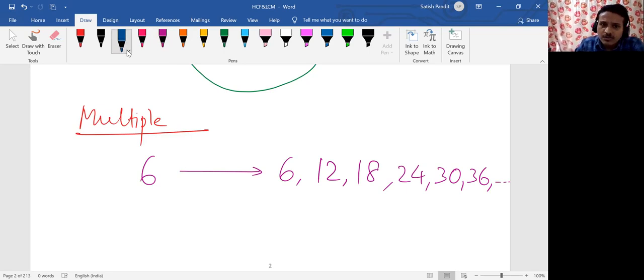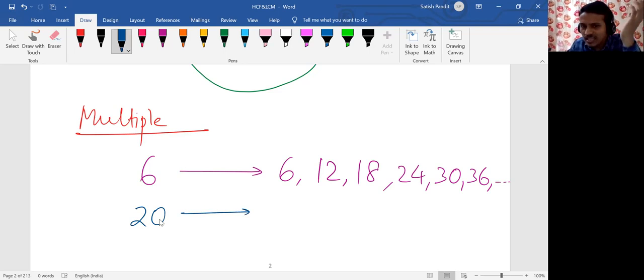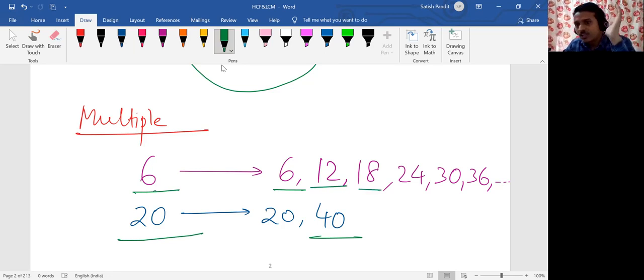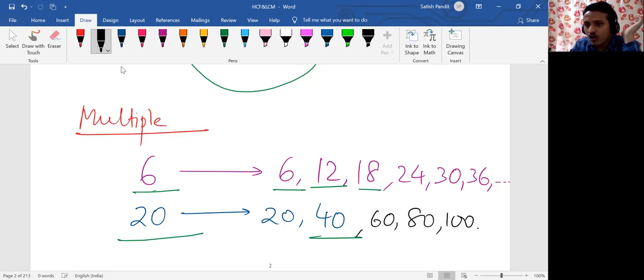Now, suppose I take the number 20, what are the multiples of 20? I'm starting from the lowest. Actually, you can start from anywhere. Any number you take, if you multiply it with any other number, you'll get a multiple. 20 times 1 is 20, 20 times 2 is 40. So 40 is a multiple of 20. 6 is a multiple of 6, 12 is a multiple of 6, 18 is a multiple of 6, like that. You understand? Other multiples of 20 will be 60, 80, 100, and so on.